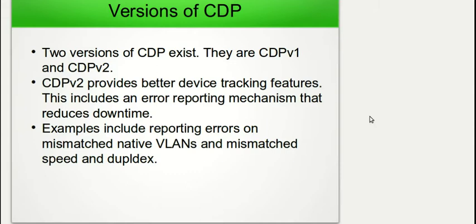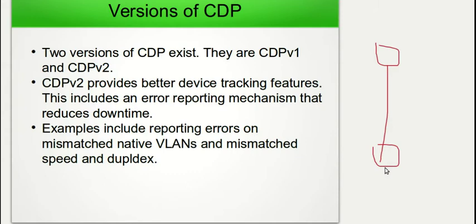downtime. The way it works is that with CDP version 2, imagine CDP version 2 is running between these two devices. If any errors happen between these two devices, CDP can detect the error and generate a system message on the device.